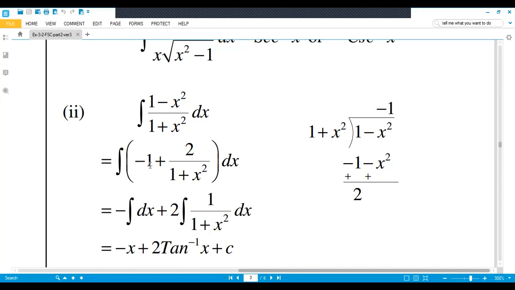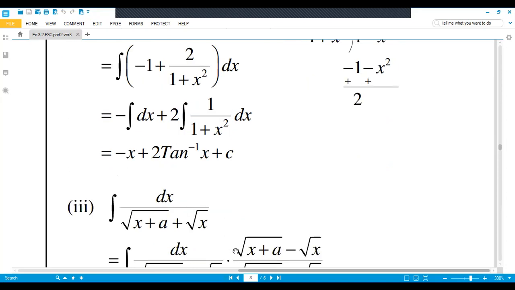So in this, the integral of minus 1 is minus x, and plus 2 times 1 over 1 plus x square. This is the derivative of tan inverse. So the integral of 1 over 1 plus x square is tan inverse x plus c. So this is the second part.